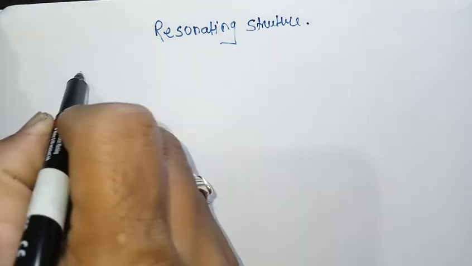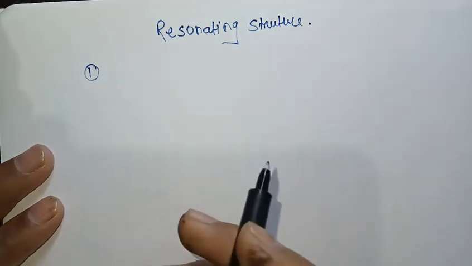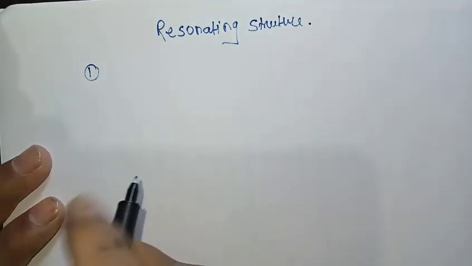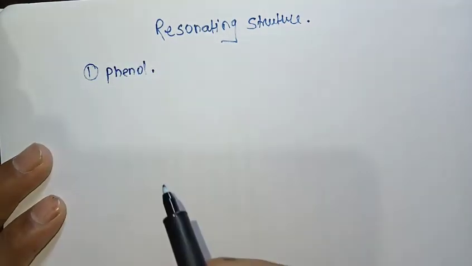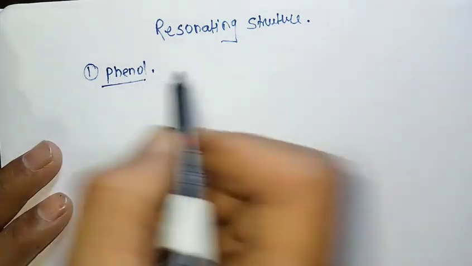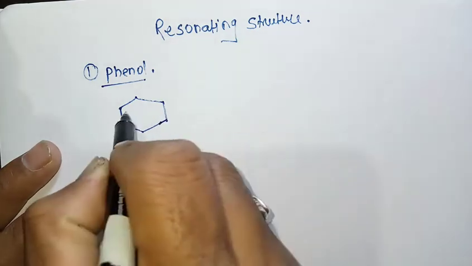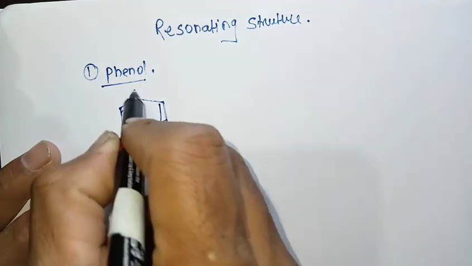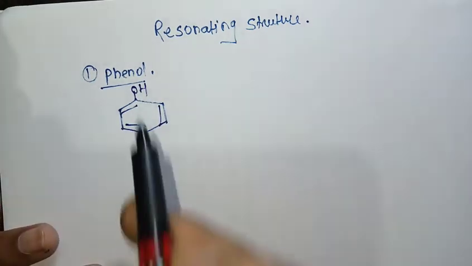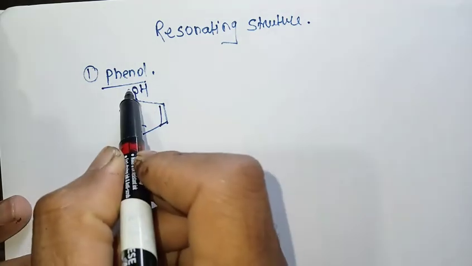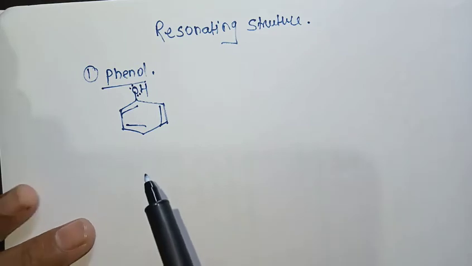Now the first compound we are going to discuss is phenol. And what is the structure of phenol? Benzene with a hydroxide group. This is the structure of phenol. Now the phenol having a hydroxide group, this oxygen carries two lone pairs of electrons.